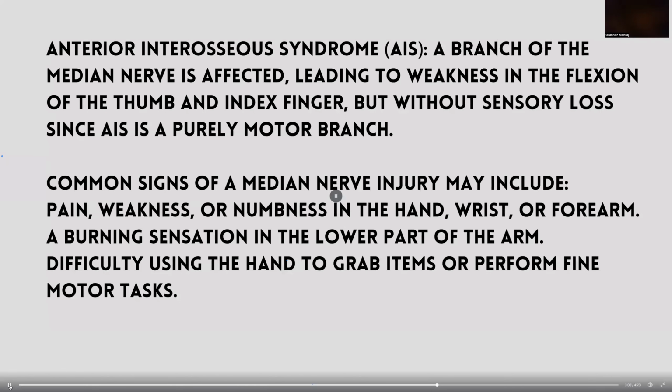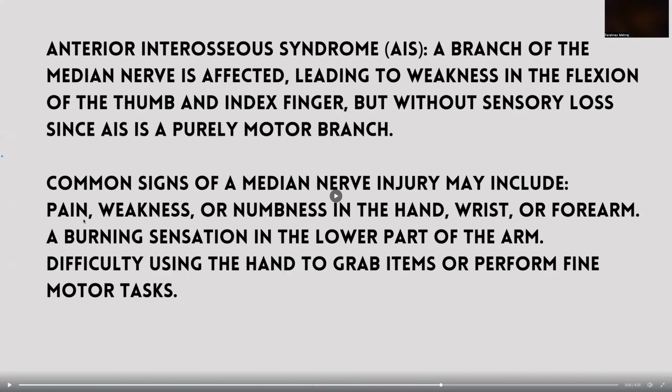And then we come to anterior interosseous syndrome. It occurs due to affection of the anterior interosseous nerve, and it leads to weakness in the flexion of the thumb and the index finger. So we should be able to bring the thumb and the index finger together. Like this is the thumb and this is the index finger. So the OK sign that we make is because of this. Weakness in the flexion of those muscles causes a problem with making that OK sign.